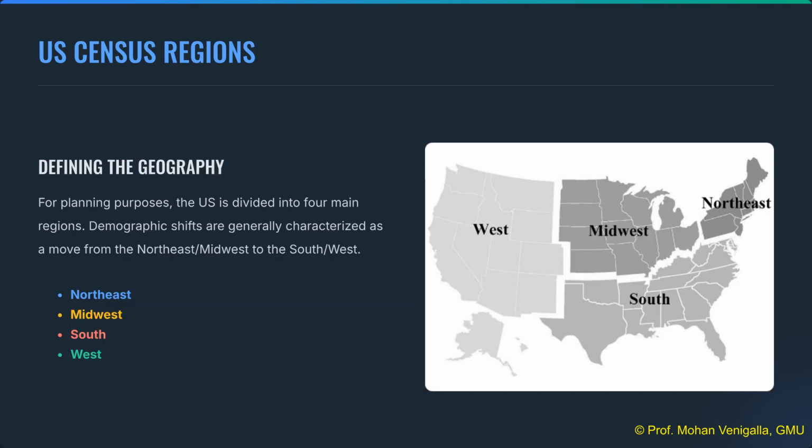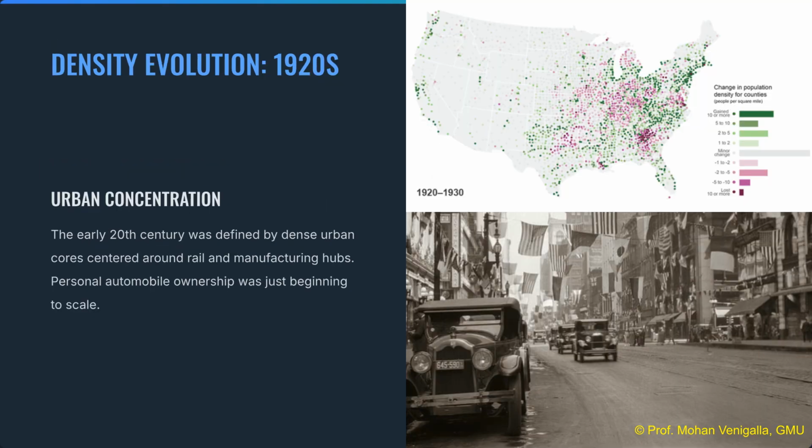To understand the demographic trends, we use the census regions. The U.S. is divided into 4 regions: Northeast, Midwest, South, and West. The general demographic shift has been a move from the Northeast and Midwest to the South and West. Population density is a key determinant of travel demand.